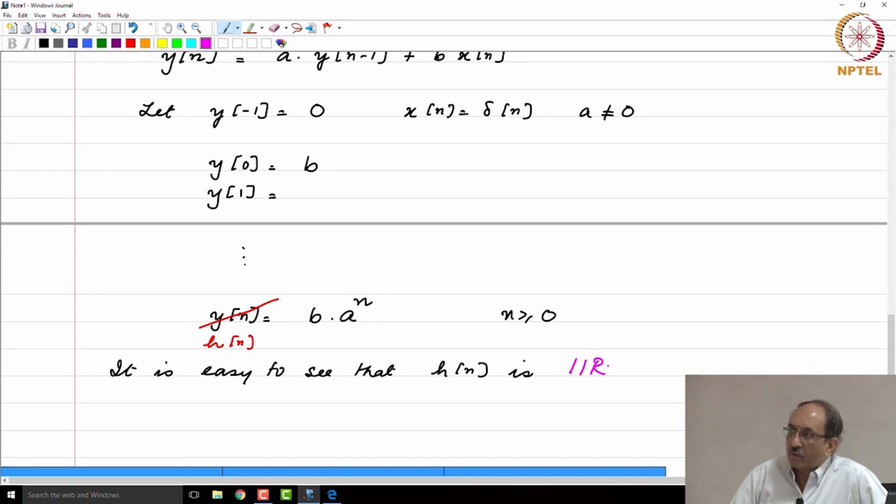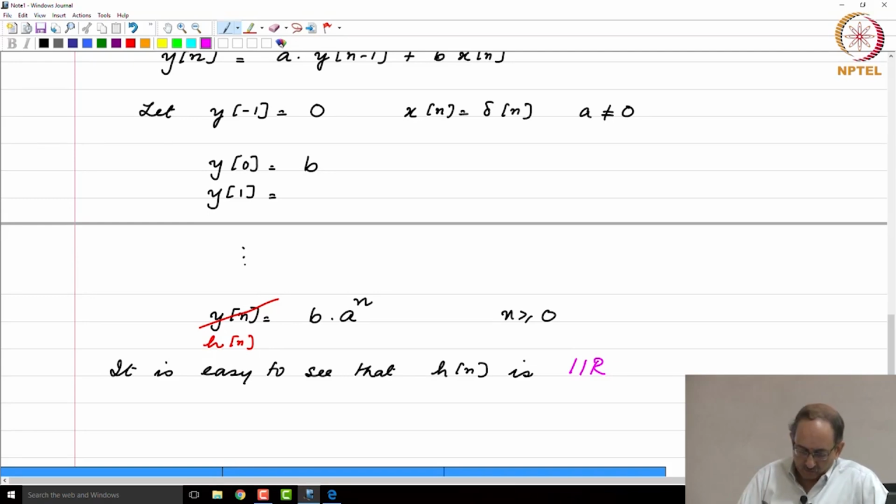You should not look at it from the point of it decaying. For example, if mod a were less than 1, it will decay quickly and beyond a certain point reach a level that is practically 0. That is not the kind of classification we are after. We are looking at it from a theoretical point of view. So, this is clearly an exponential that lasts forever for n greater than or equal to 0, and hence this is IIR.